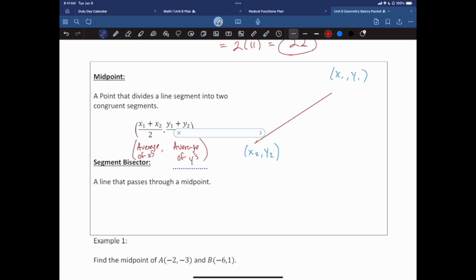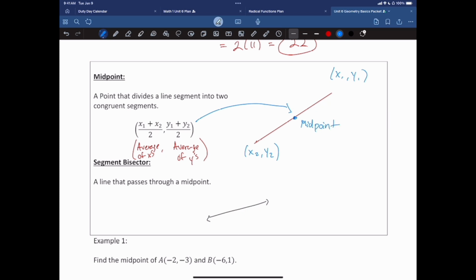A segment bisector is just a line that cuts through the midpoint of a line segment. Okay, so say we have a line segment like this. Hold on, before we move on to this, I should write the formula here, right? So this formula would apply to this point right there. If I wanted to find that point, that would be my midpoint.